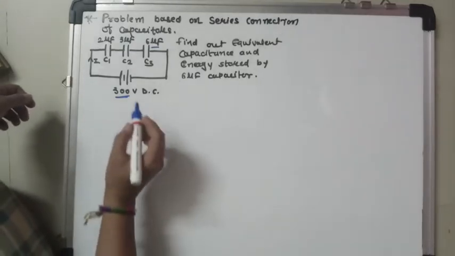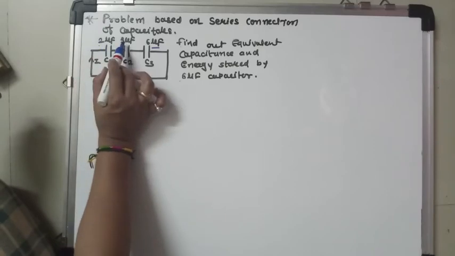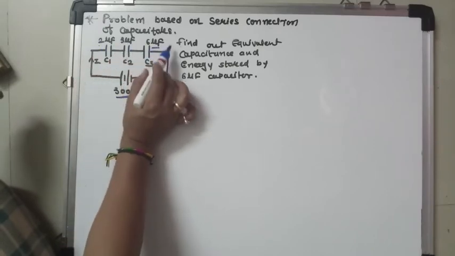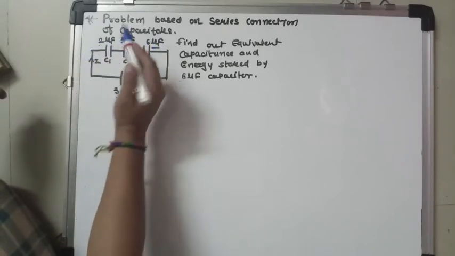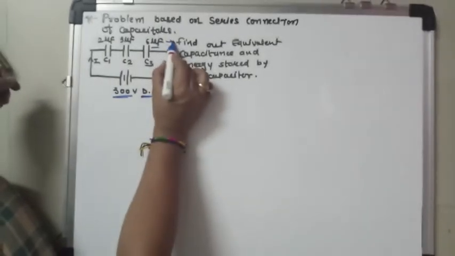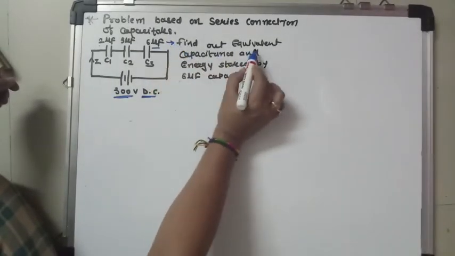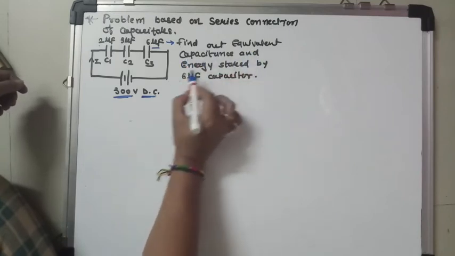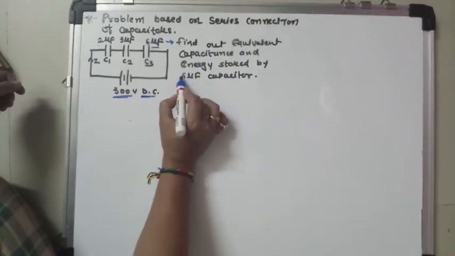Suppose, see here, a circuit is given. Three capacitors having values of 2 microfarad, 3 microfarad and 6 microfarad are connected in series, and this series connection is connected across a 300 volt DC supply. Here we are asked to find the value of the equivalent capacitance and the energy stored by the 6 microfarad capacitor. Now how can you find the equivalent capacitance?